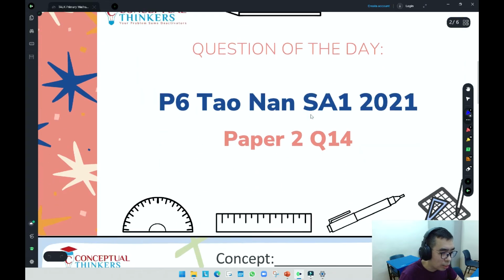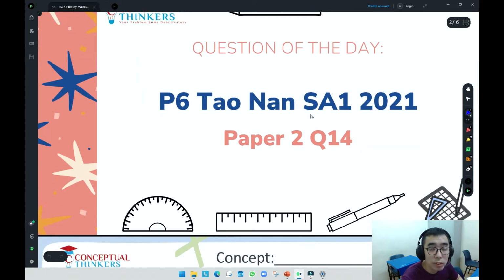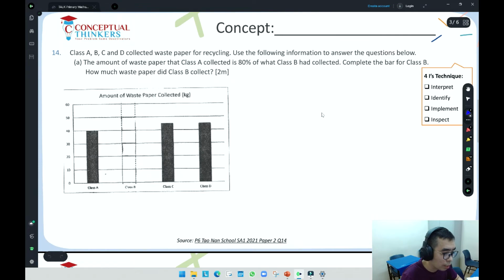So for today, we'll be discussing the question from P6 Tao Nan SA1 2021, paper 2, question 14. So let's start. Now we're going to start by interpreting the question. So let's start to highlight.